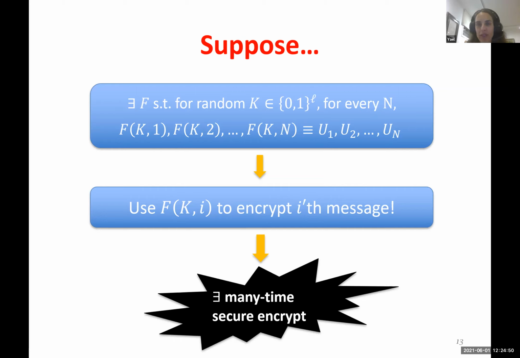Any question about this? If I had this magic of taking a short key and using it to generate as many random bits as I want, then we have many-times secure encryption. For that, to encrypt the ith bit, we just use SK_i as the key for the one-time pad. So we just take this function and XOR it with the ith bit we want to encrypt.